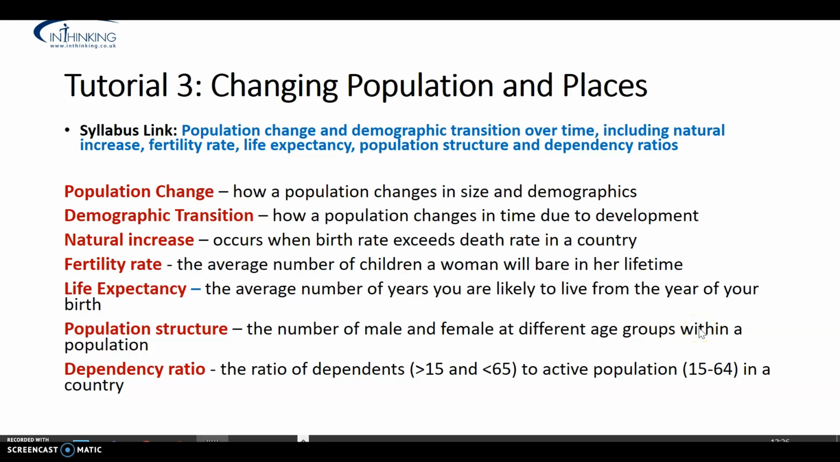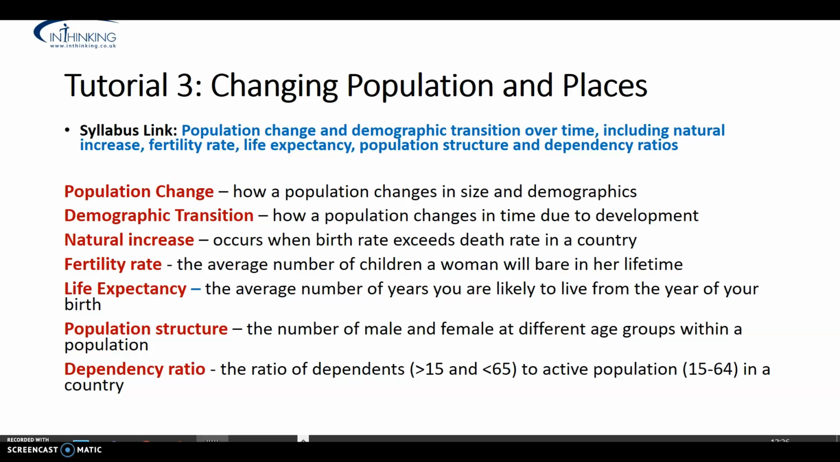So in this tutorial, we're going to have a closer look at demographics, and this certainly introduces some important vocabulary. So obviously population change is how a population changes over time in terms of its size, its demographics and its age. We use the demographic transition model, and this looks at how populations may change with development. That shows you also natural increase, which is the difference between birth rate and death rate in a country.